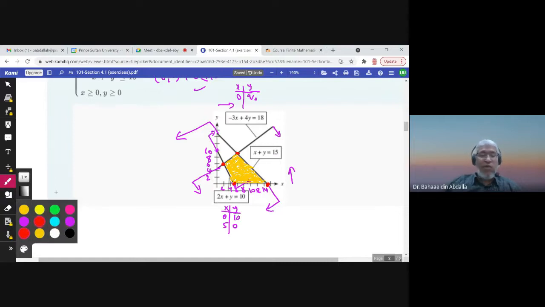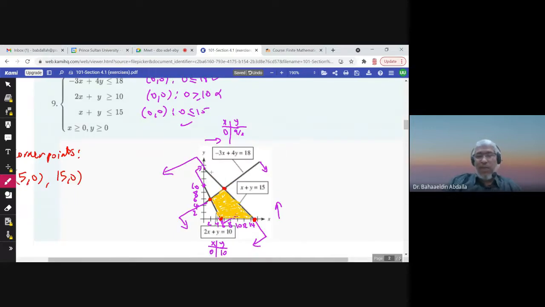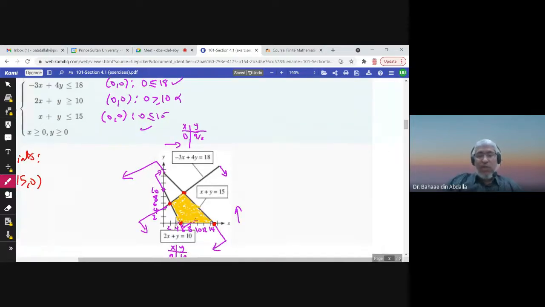Well, I know corner points. I know this point is 5, 0. We found it here. So 5, 0 is one of the corner points. I know also this point 15, 0. We found it also from here. So 15, 0 is a point. And these 2 points, I have to find them. So this point, how to find this point?